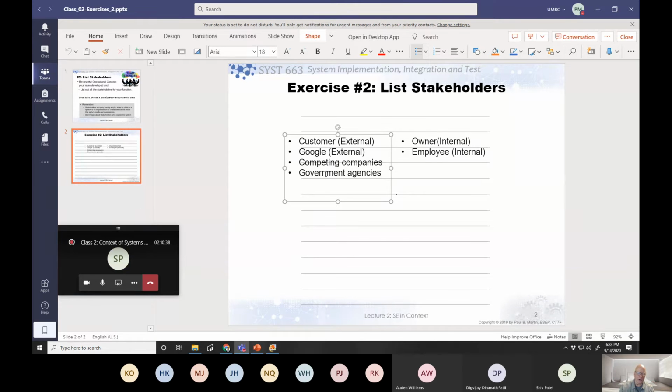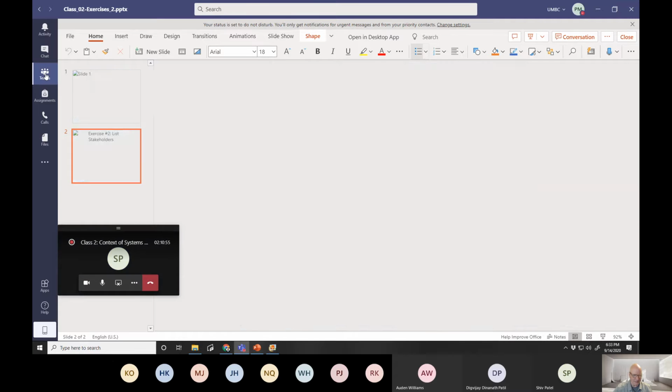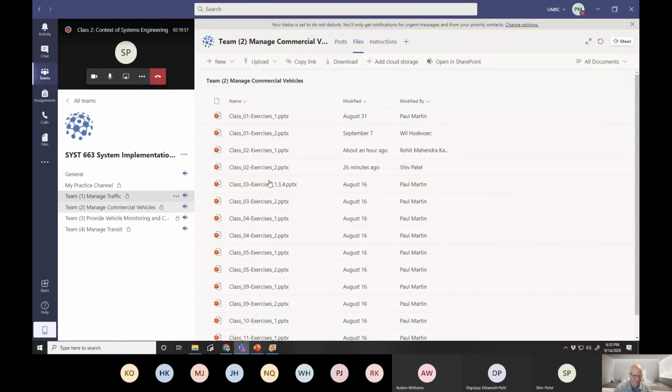Now, when you say owner, you're talking about the pomegranate company, right? Right, the pomegranate as a whole. Gotcha. Yeah, and of course, employees would be the developers, the marketing, the operators. Right, exactly. Yeah, that makes sense. All right, good. That was good. Okay, and that's team two, right?